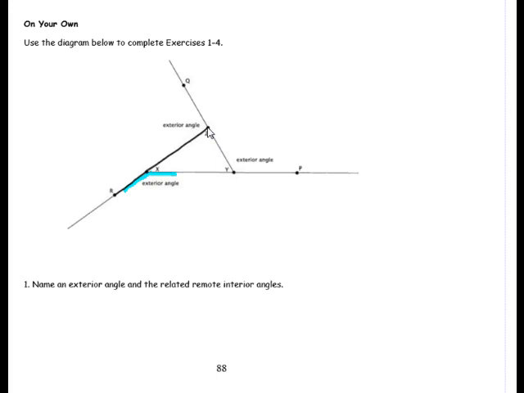In this triangle XYZ, we have some exterior angles, and let's take a look at our first one, and we'll call that angle RXY.